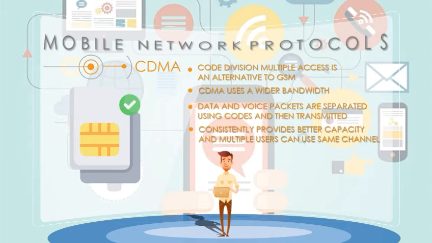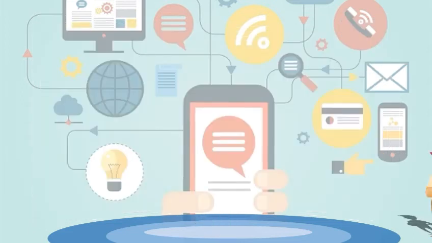For example, in the case of GSM, there is a chance of reduced communication speed or efficiency if multiple users are connected, due to congestion of users. So in CDMA, it consistently provides better capacity. Okay, so that is CDMA.